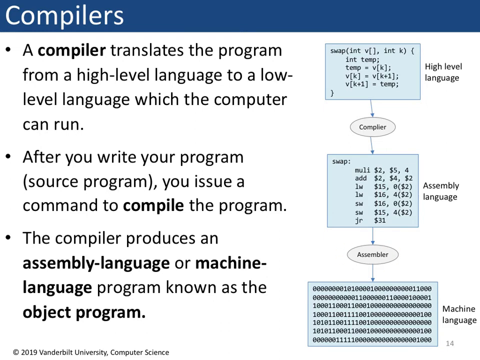So your Java or whatever language you're using, say C++, is going to go into a compiler, which is going to produce an assembly language representation, which is going to go through an assembler, which is going to produce a machine language representation. And that machine language is typically referred to as object program or object code.